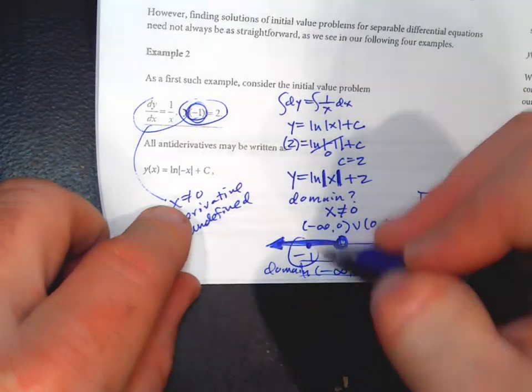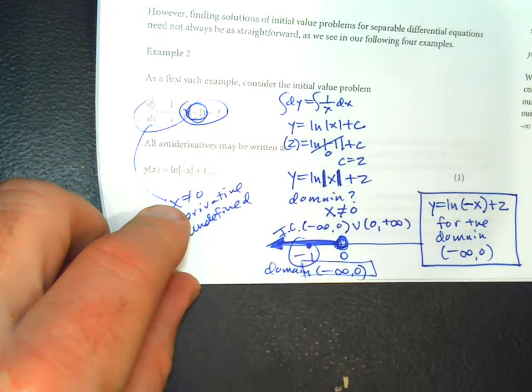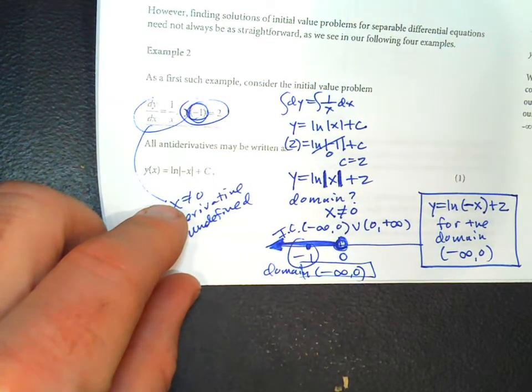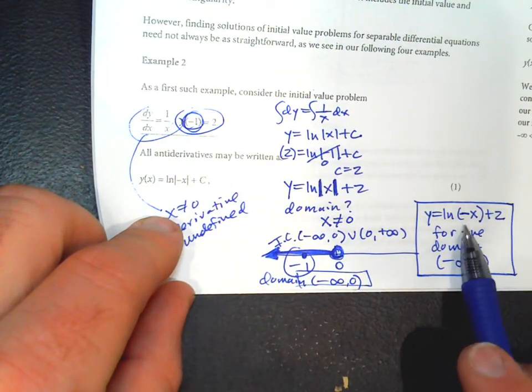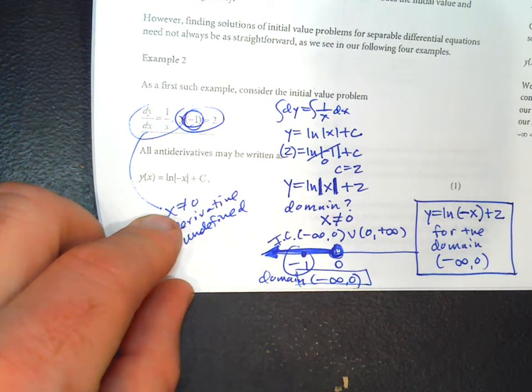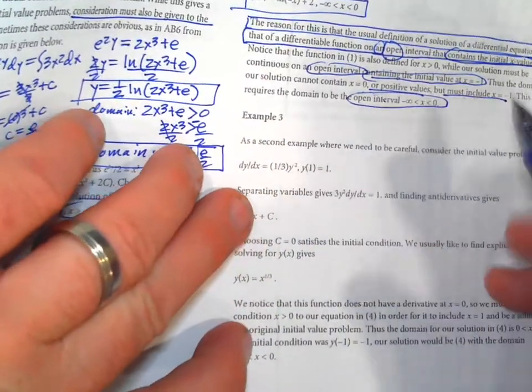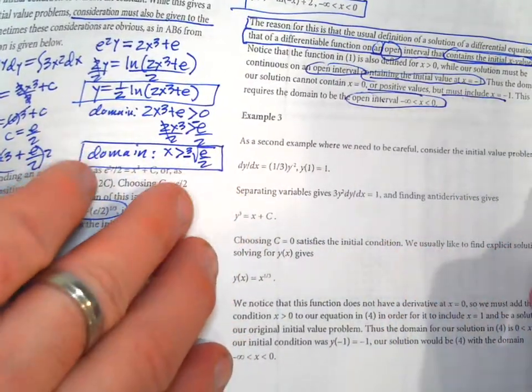All right. And this is the initial condition, right? That's why we picked that side instead of the other side. If the initial condition was positive 1, we'd choose this side for our domain, and our answer would look different. It'd just be natural log x without absolute values. Okay. As a second example where we need to be careful, consider the initial value problem.